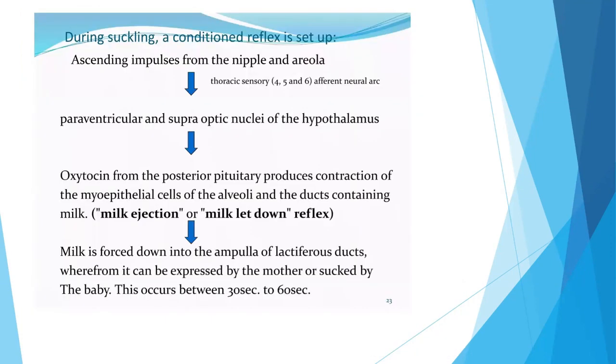So during suckling, a conditioned reflex is set up. The sensory impulses from the nipple and areola through the thoracic sensory nerve go up to the paraventricular and supraoptic nuclei of the hypothalamus. The oxytocin from the posterior pituitary produces contraction of the myoepithelial cells of the alveoli and the ducts containing the milk. And then the milk is forced down into the ampulla of the lactiferous ducts, where it can be expressed by the mother or sucked by the baby. And this occurs between 30 seconds to 60 seconds.